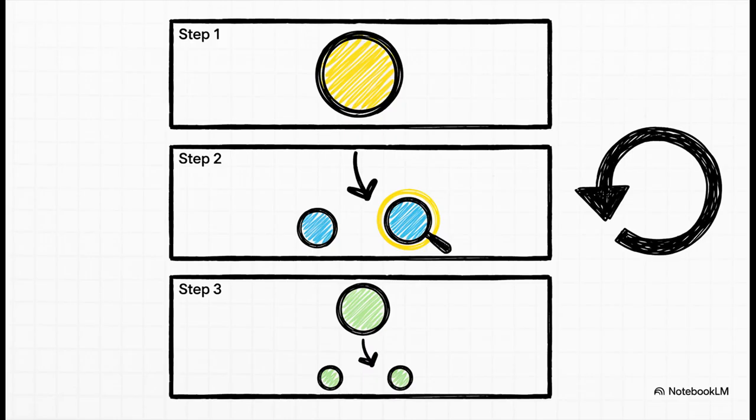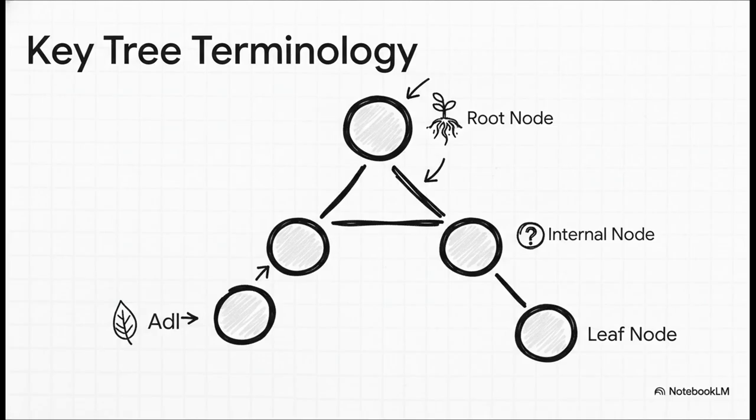So let's just quickly put the official names to what we've seen. The very start is the root node. Every question point is an internal node, and those final answers at the bottom, those are the leaf nodes. That's it. Pretty simple, right?